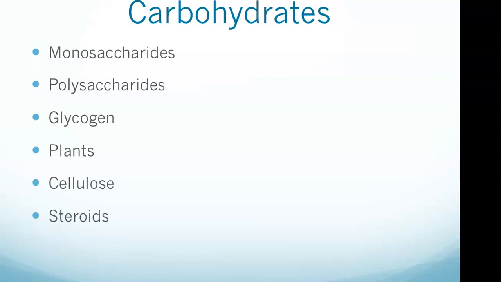Okay, so we look at carbohydrates. We got six things here that we want to work on. Carbohydrates are sugars or starches that contain carbon, hydrogen, and oxygen. Glucose is an example of a carbohydrate. Monosaccharides are carbohydrates composed of simple sugar ring monomers. When two monosaccharides undergo dehydration synthesis, they will form a disaccharide.